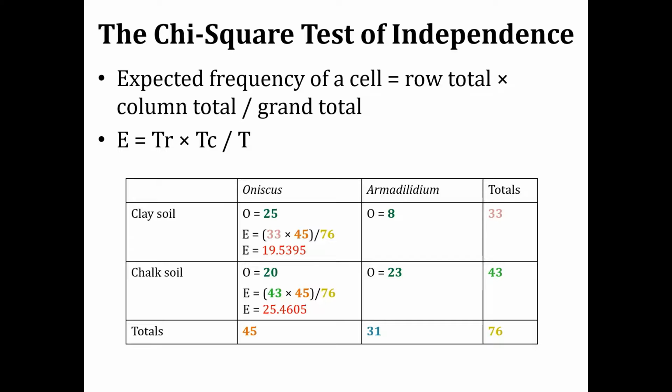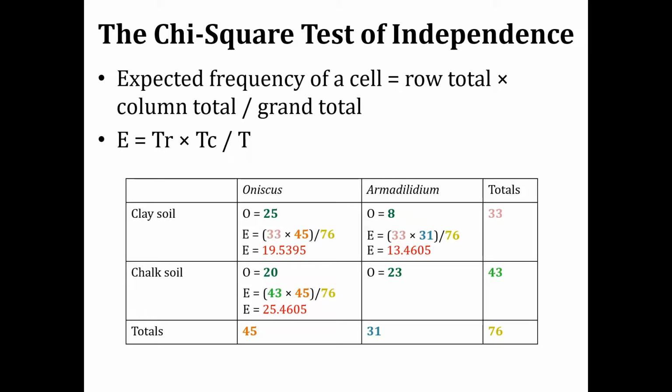And then the next cell is the number of Armadillidium in clay soil, and the observed frequency is 8. What is the row total here? The row total here is 33, and what is the column total? It is 31. So 33 into 31, and then it is divided by 76. So the expected frequency here is 13.4605.